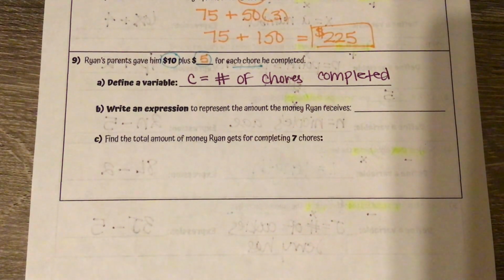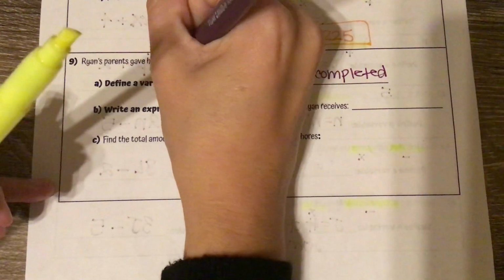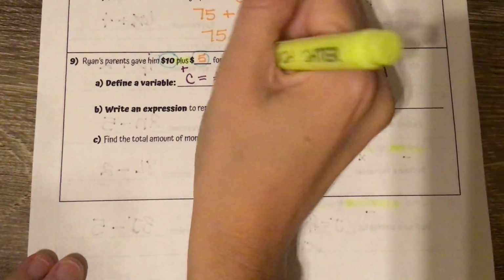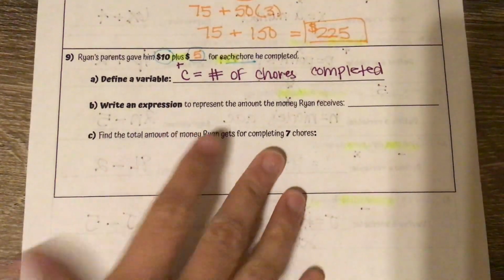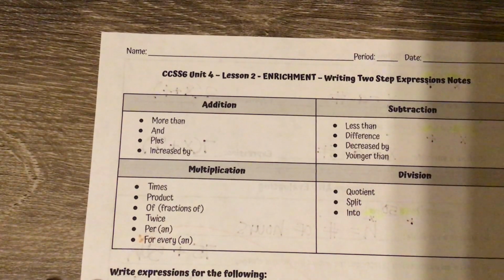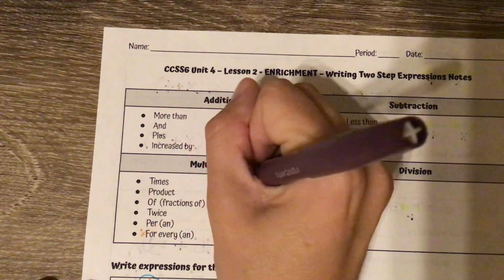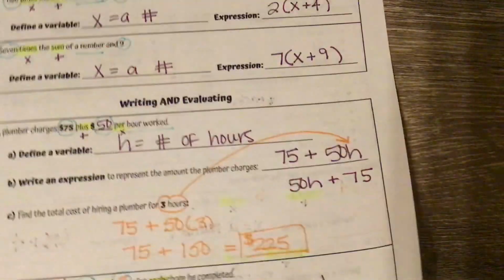Looking for our keywords, I see plus, which tells me addition. I see the word each. And if you don't remember, you can look on the front. Each, oh, we don't have it on here. I'm going to add it in here. Each tells us multiplication.